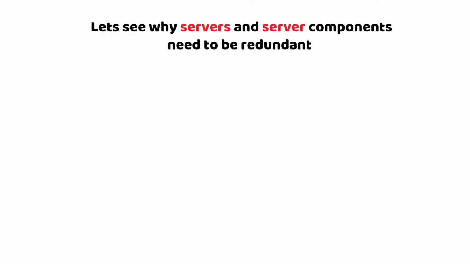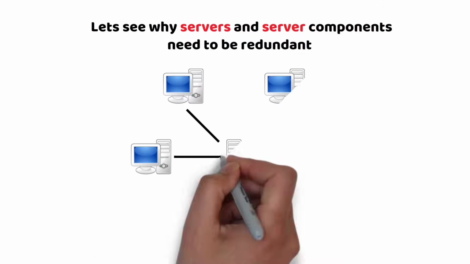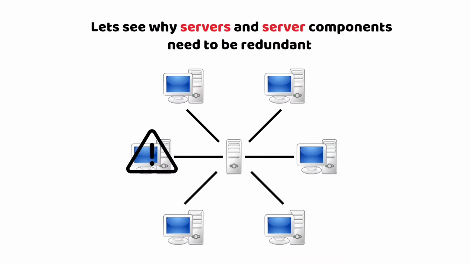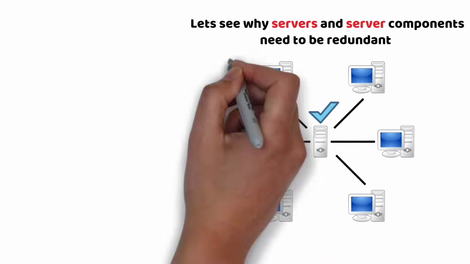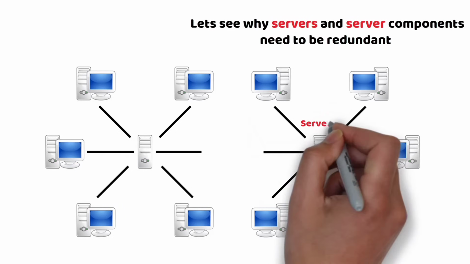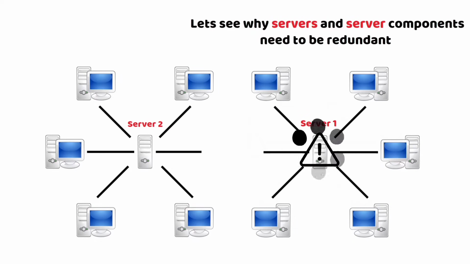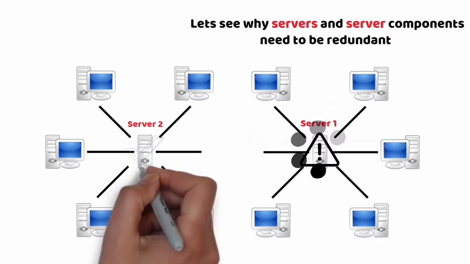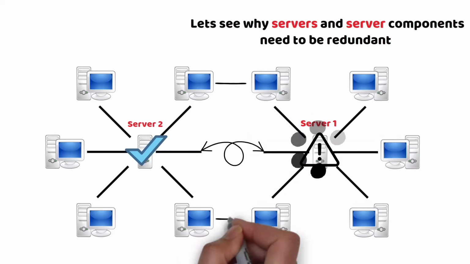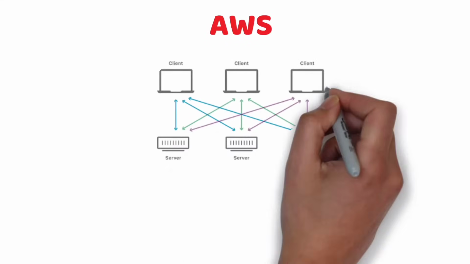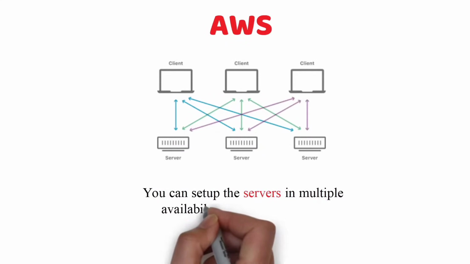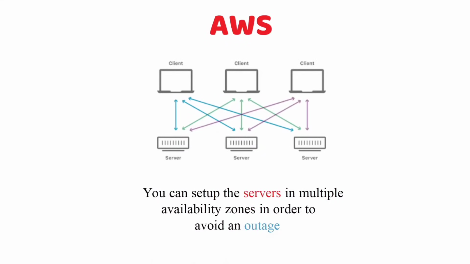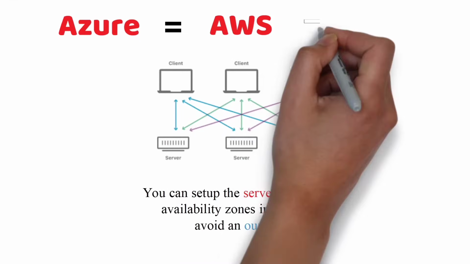Servers and server components need to be redundant, meaning if one component or the server fails, it shouldn't impact the whole server. Servers need to be set up in a redundant fashion. In case a server goes down, then another server should be available to serve the request from desktop clients. In AWS, you can set up the servers in multiple availability zones in order to avoid an outage, similarly in Azure and GCP.